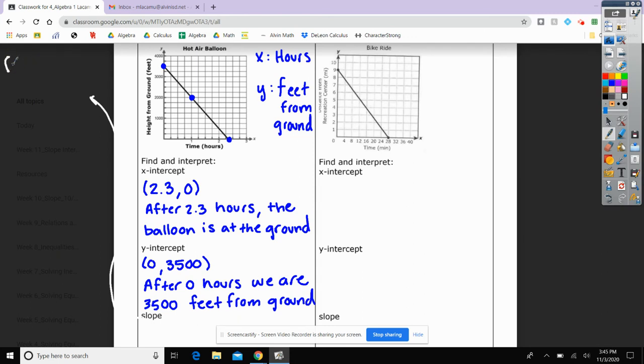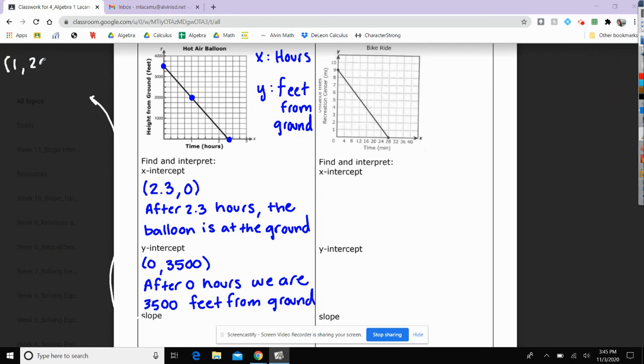So my 2 points I'm going to use are 1, 2,000, and 0, 3,500. Then I can label these x1, y1, x2, y2. Then I just use my slope formula. So y2 minus y1 over x2 minus x1.